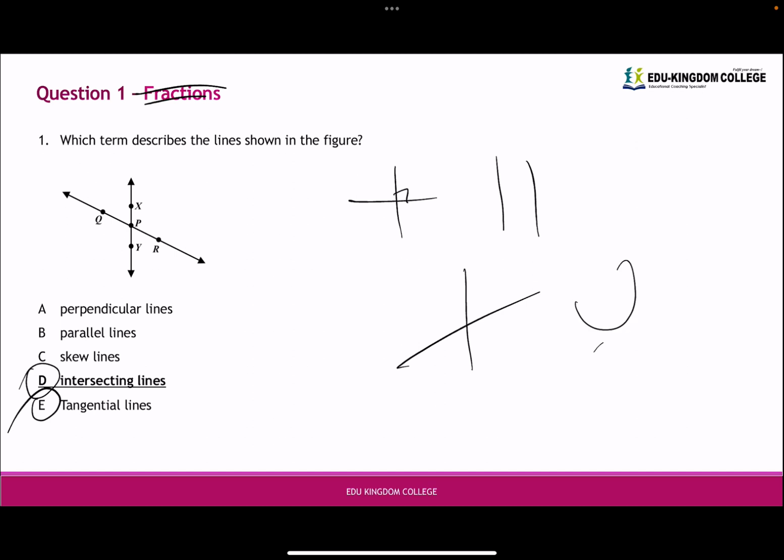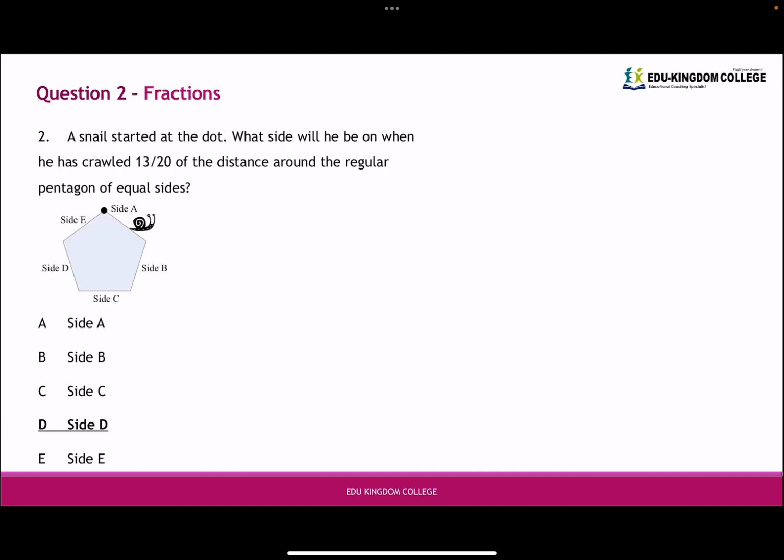So one curve and then a line that doesn't pass through it, but only touches it once, okay? Now, we have a snail that starts at a dot. The dot is here. We have a pentagon, so 5 sides. Let's say each side is 4. So 4, 4, 4, 4, 4. So altogether, the perimeter is 20.